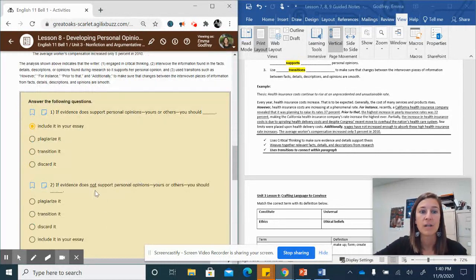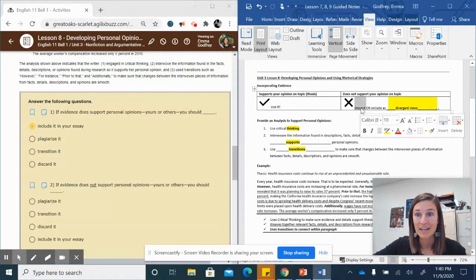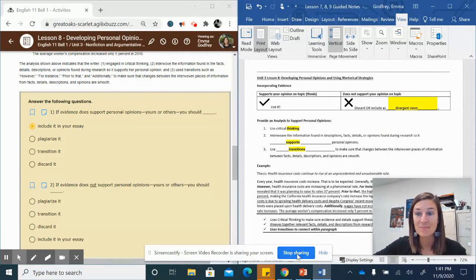So be careful down here on the next one. If evidence does not support personal opinions, you should do what with it? And make sure you're going back up here to our notes and using them. All right, do a good job on this.